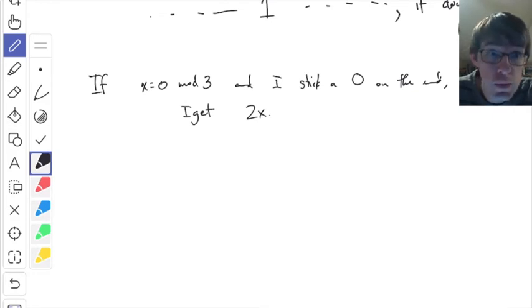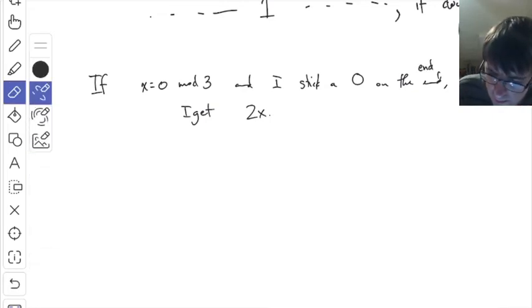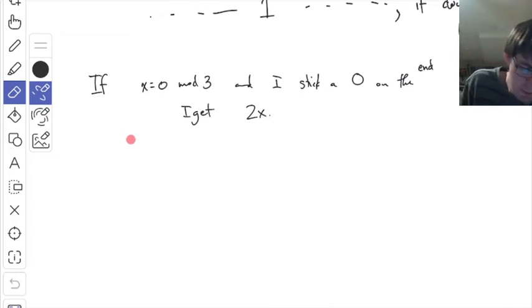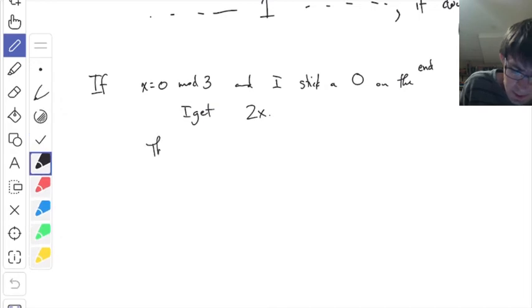Wait, Professor, what's the word at the end of 0 on the... On the end. I stick a 0 on the end. Yeah, I got a little excited there on the end. It would still be divisible by 3. Yeah, this is how divisibility works. If it was divisible by 3 and then you double it, it's still going to be divisible by 3. I would say, oops, then 2x is still divisible by 3. All right?